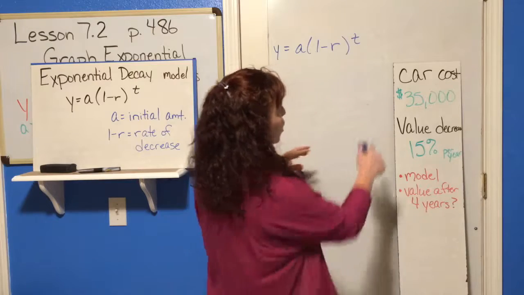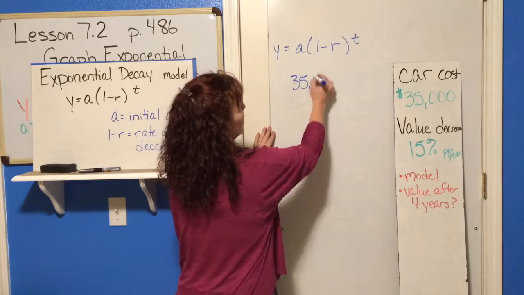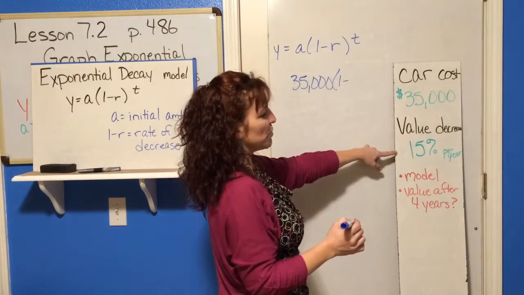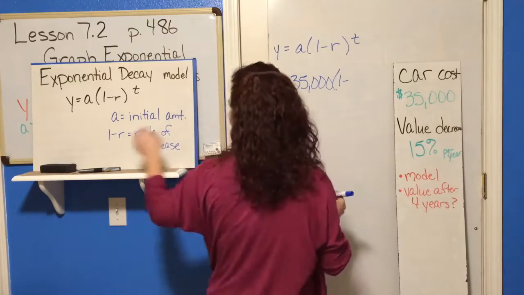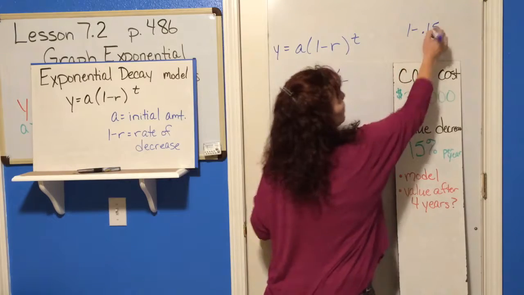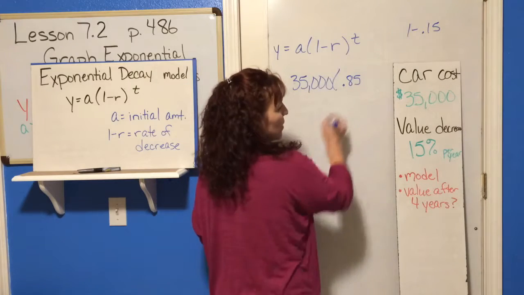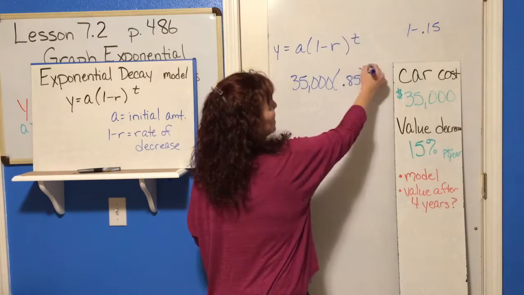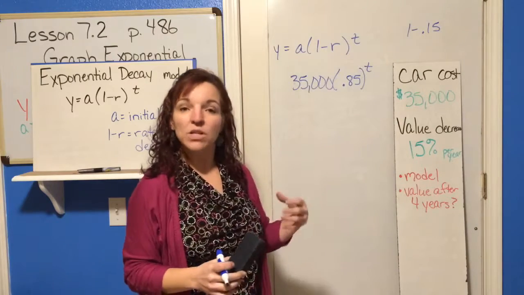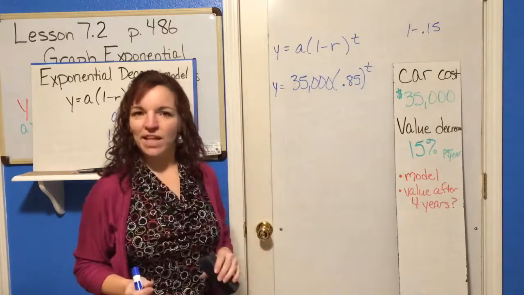So the car cost is the initial amount, so the $35,000 is our A. 1 minus the rate is the 15% per year. So 1 minus 15 percent, we can even just do that in our head. 1 minus 0.15 is 0.85, to the t power. So the first thing we wanted was to model the decrease of this car. So there it is. That's how you model it.